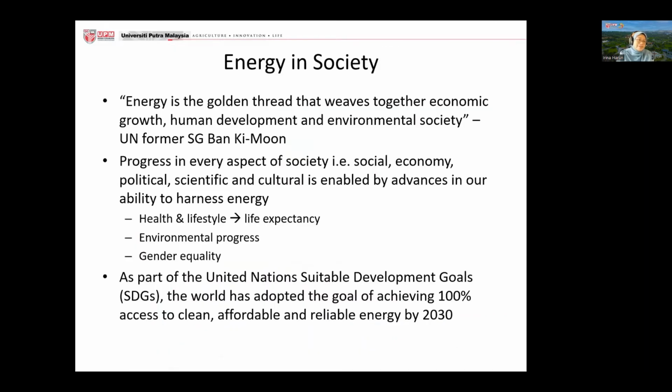So energy, sometimes we look at it, it's somewhat invisible. We don't really see how it links with other things. We just see electricity, turn on the switch, turn off the switch, and that's it. But it actually is something that weaves together the economy, human development, and the environment and society. This is something that the former UN Secretary General Ban Ki-moon had mentioned.